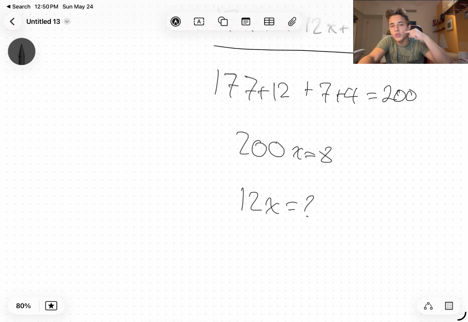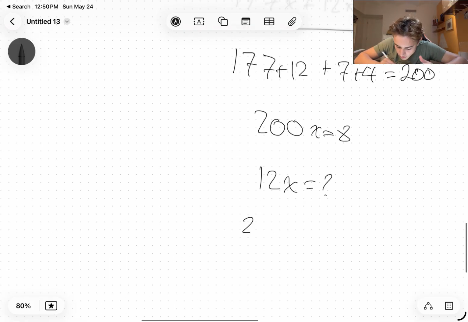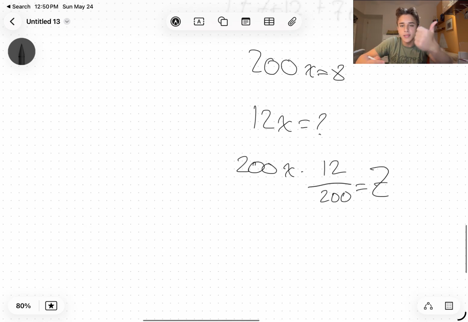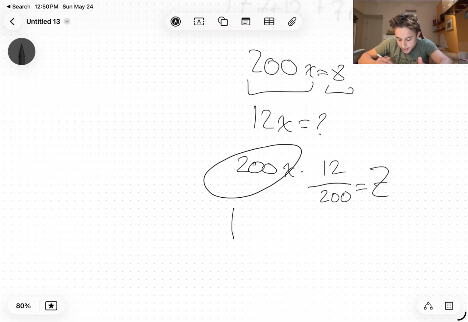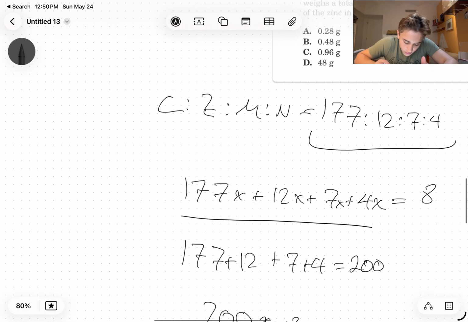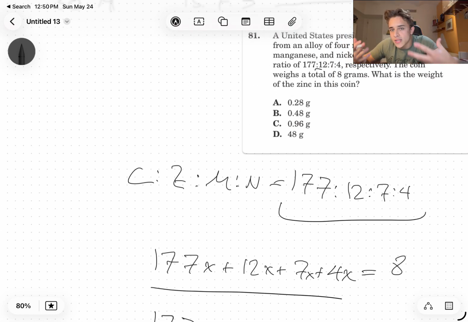But if you notice, 12x is just the same thing as 200x divided by 200 and times 12. So 200x times 12 over 200 equals Z. That's the amount of zinc. And now we're just going to substitute. We have 8 is equal to 200x. So instead of 200x here, we're going to write 8 times 12 over 200 equals Z. And all our answers here are decimals. So we don't need to simplify the fraction all the way.